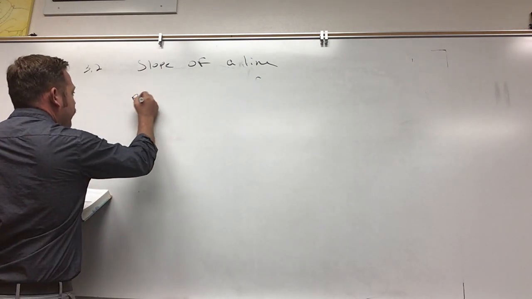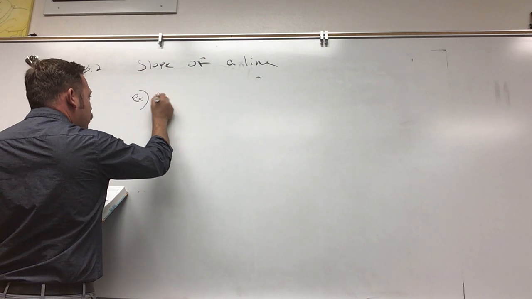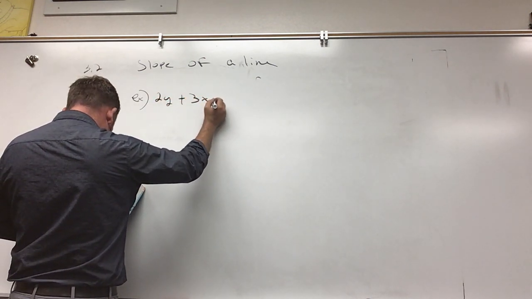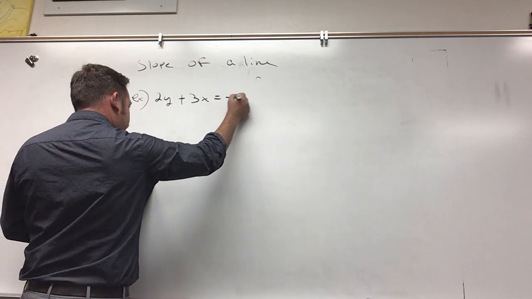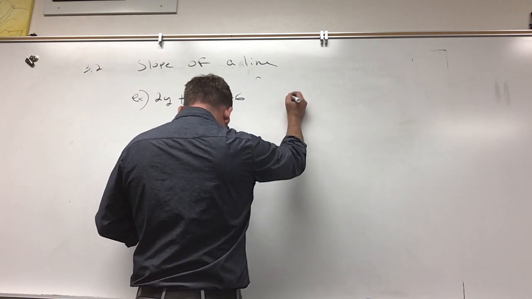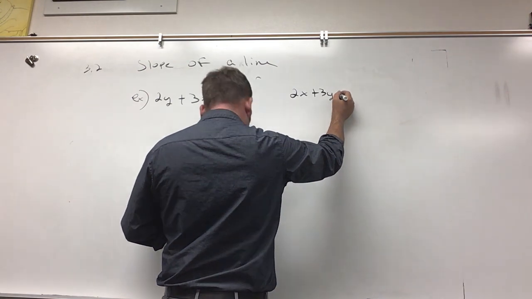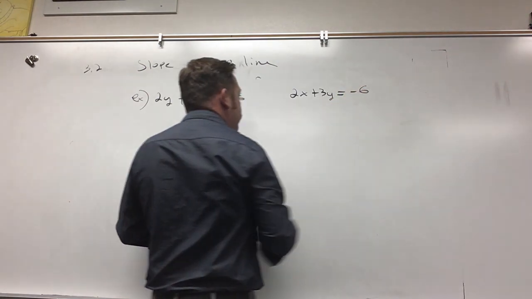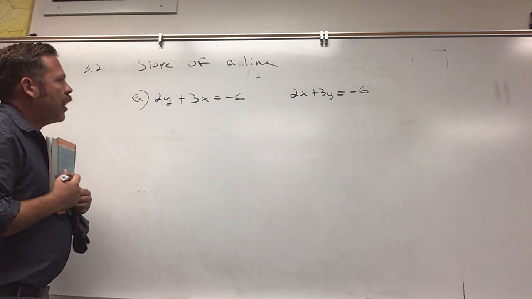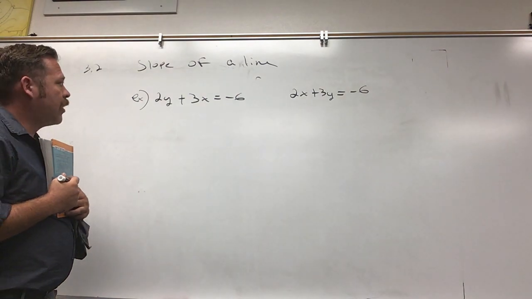Let's try -6, and let's try the other one to be 2x + 3y = -6. So for both of these, we're going to solve for y, and we're going to find out what the slope is, and we're going to compare the relationships and see what kind of lines they are.